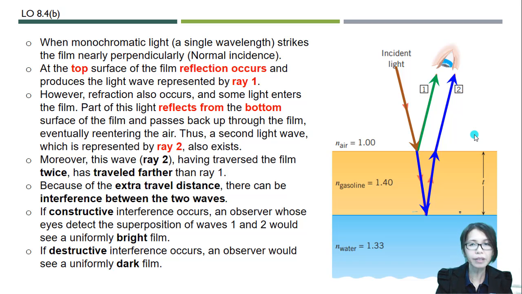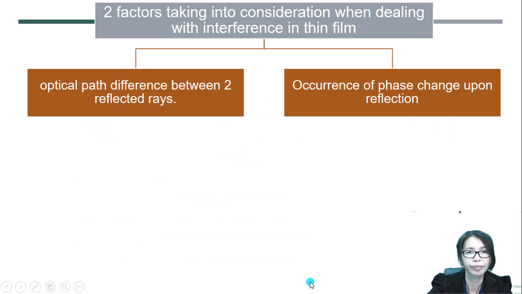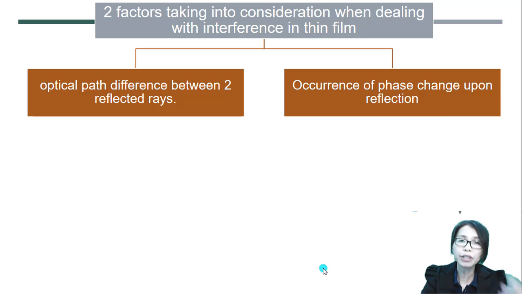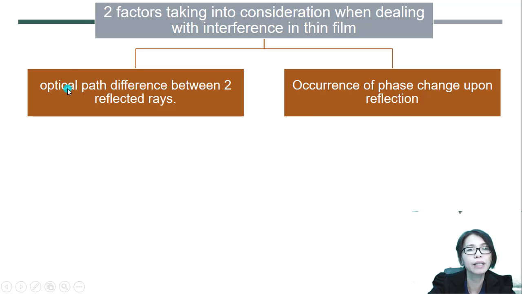So the interference in the thin film is due to the superposition of two reflected rays. One reflects from the top surface of the film, another one is reflected from the bottom surface of the film. So class, basically, if you want to write the condition of constructive and destructive interference that occurs in the thin film, we have to take two factors into consideration. First one, we have to consider the optical path difference between the two reflected rays.